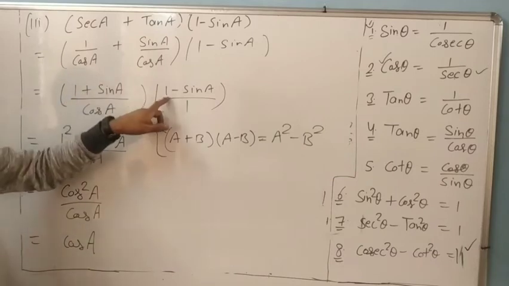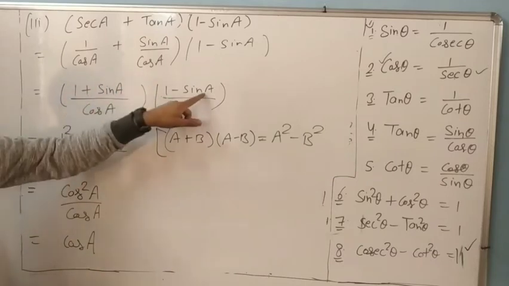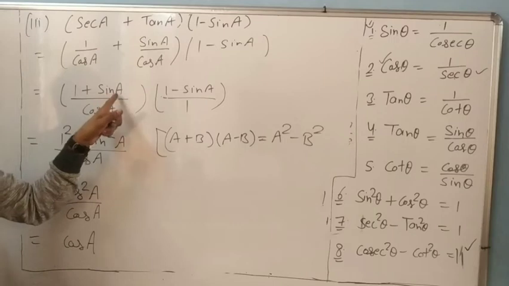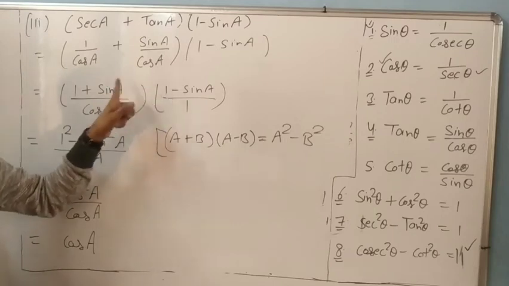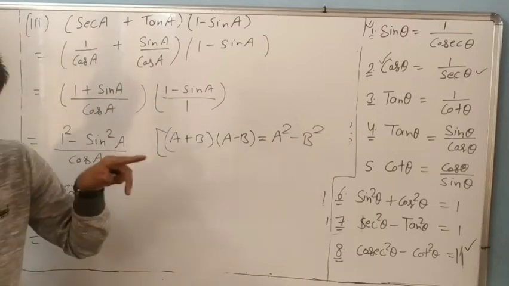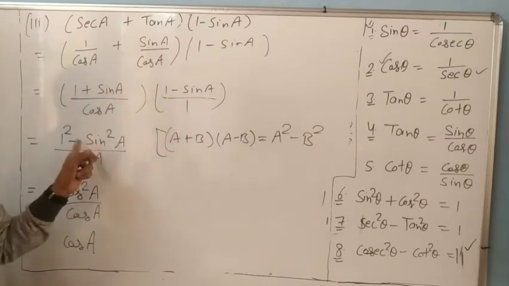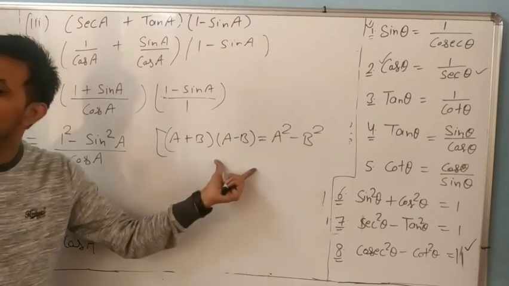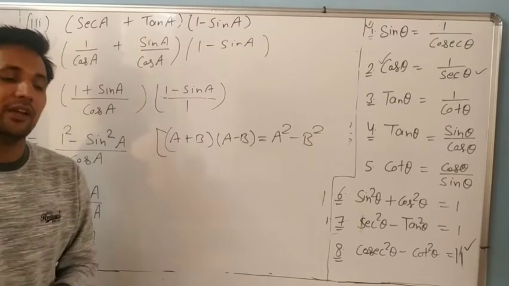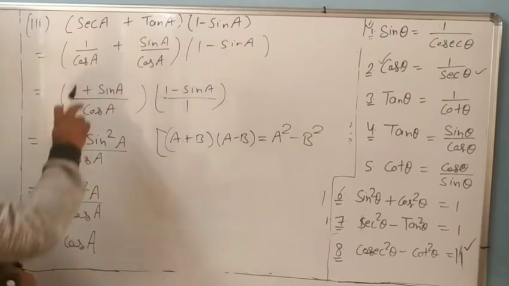1 into 1, 1. 1 into minus sin A, minus sin A. Sin A into 1, positive sin A. Sin A and minus sin A cancel. And sin A into sin A, positive into negative, minus sin square. Otherwise, you should remember the formula. Okay? If you don't know what we have to do, you have to multiply.